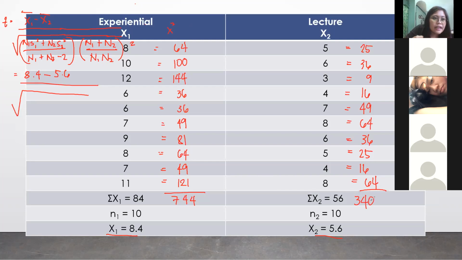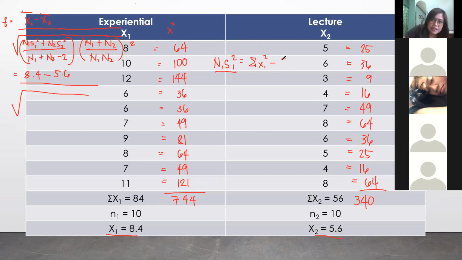So, actually, kanang N1 S1 squared, dili pa na siya mao. Kasi, wait lang. Dili 744 ug 340 atong gamiton ha. Naa ni siya formula. N1 S1 squared is equal to the sum of x1 squared minus... Muna akong ginaingon nga medyo complicated pag magmano-mano ta. So I'll give you another formula ha to compute for the N1 S1.